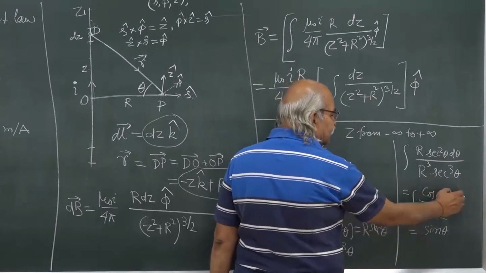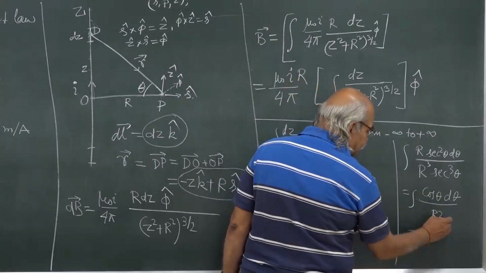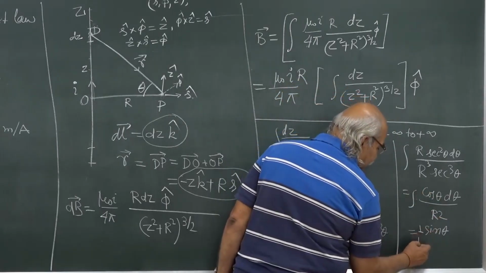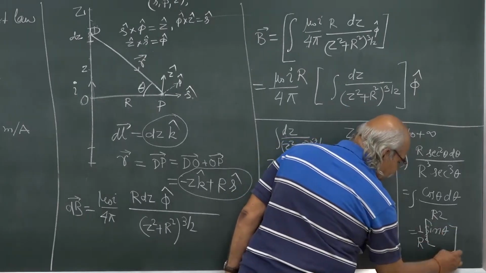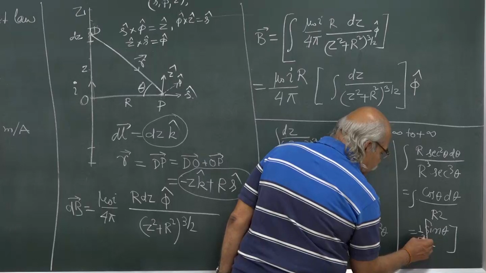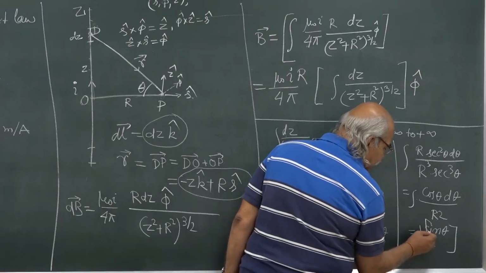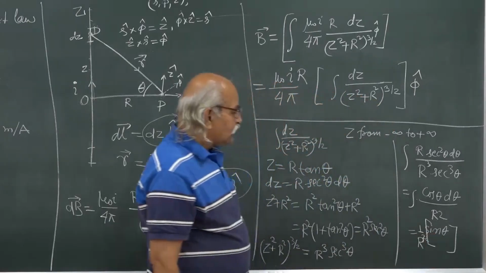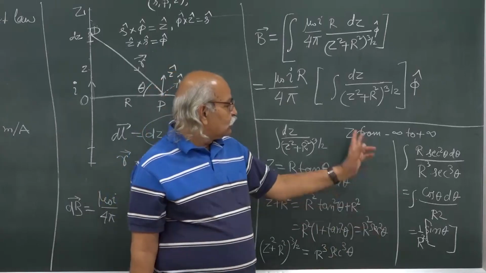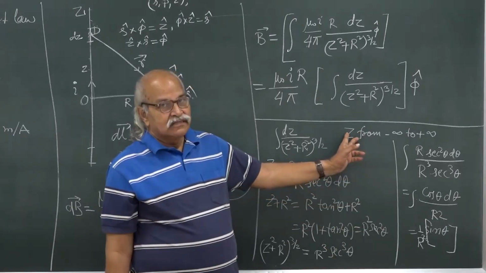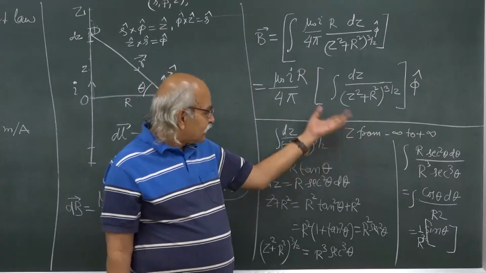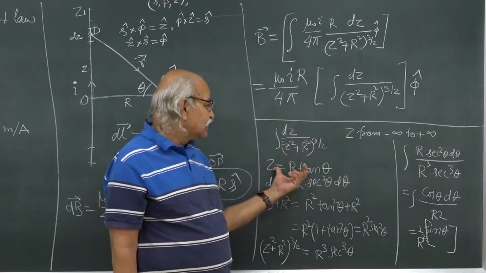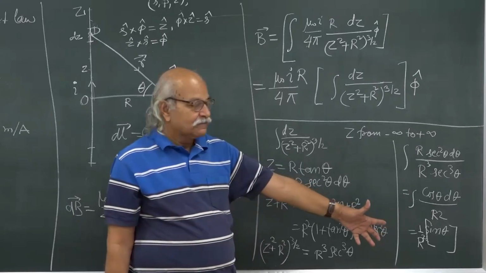and integration of cos theta d theta is sine theta. This r square is constant. You can take out 1 by capital R square. You have to put proper limits. What are the limits on theta? We know the limits on z, so it's easier to find the corresponding limits of theta from here and put them there directly.